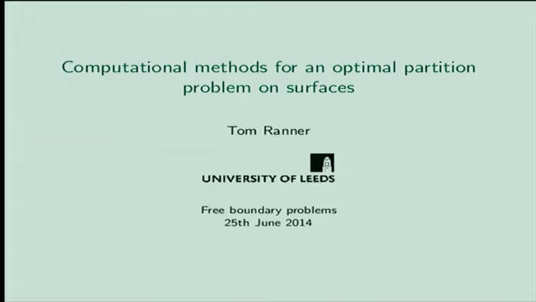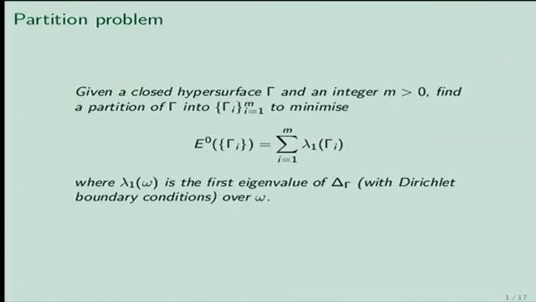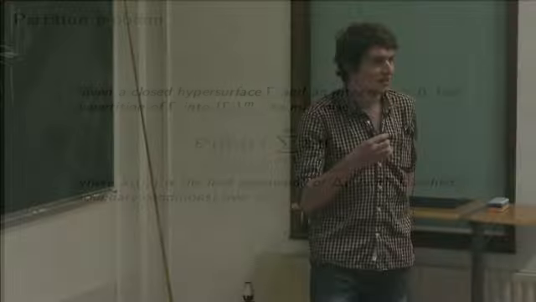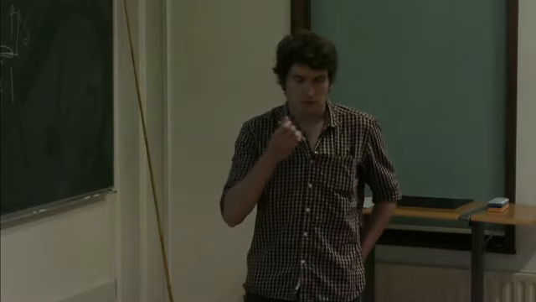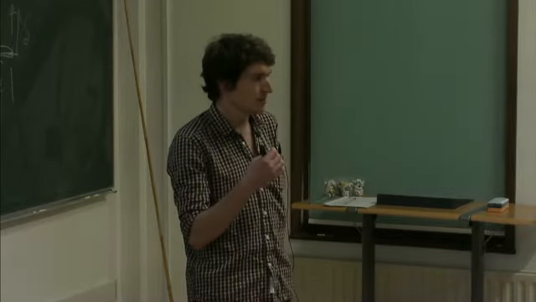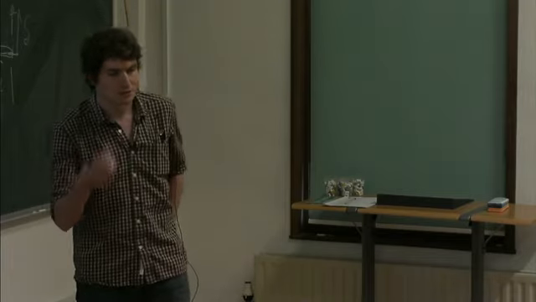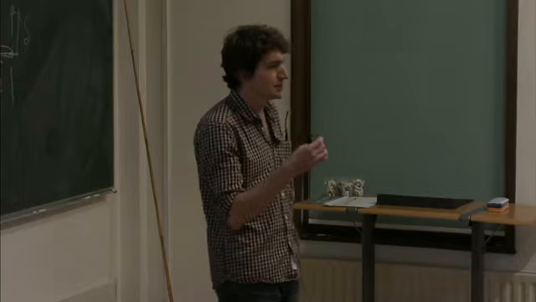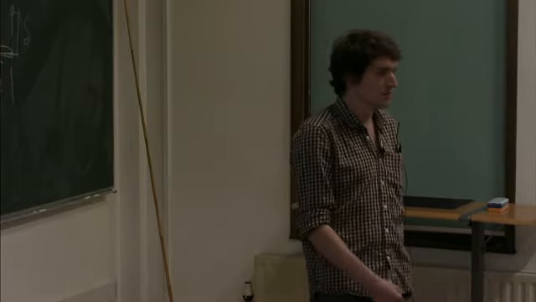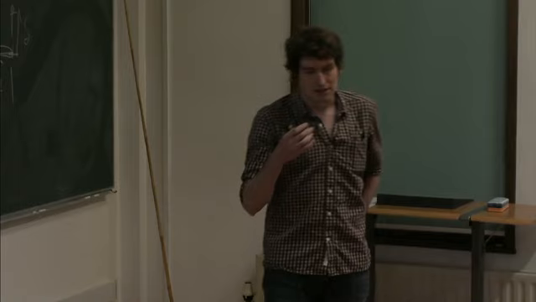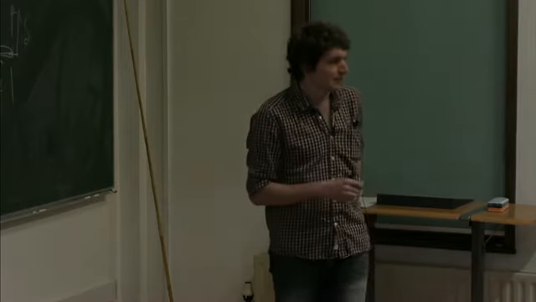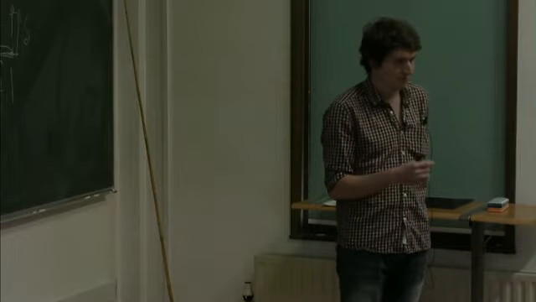So I'm actually going to talk about some of the work which I looked at whilst I was here in Cambridge, and the start of it is quite an abstract problem. So the problem that we're trying to look at is the eigenvalue partition problem. So we're thinking about a closed hypersurface gamma, and we want to try and partition that into a fixed number of partitions, which we'll call M. And we want to do this in such a way that we minimize the sum of the first eigenvalue of the Dirichlet Laplacian over each partition.